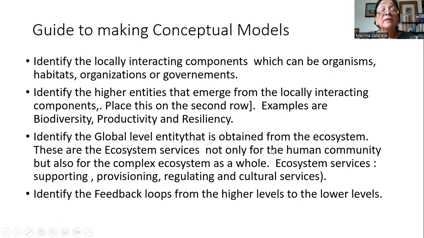Third, the global level. Identify the global level entity that is obtained from the ecosystem. These are the ecosystem services, not only for the human community, but also for the complex ecosystem as a whole. This includes ecosystem services, which are the supporting, provisioning, regulating, and cultural services, the weather conditions, economy, etc. And then identify also the feedback loops from the higher levels to the lower levels.